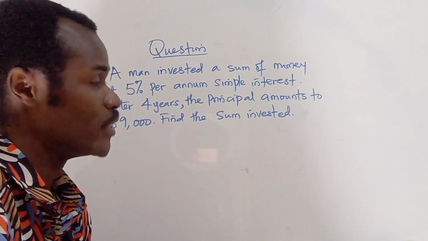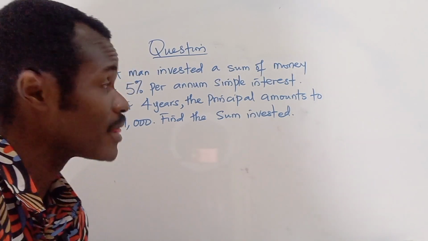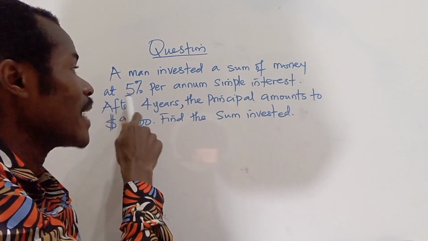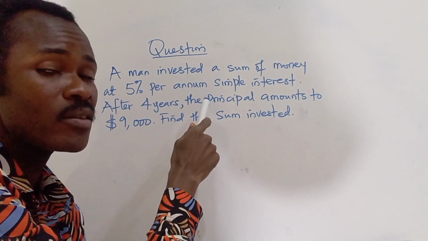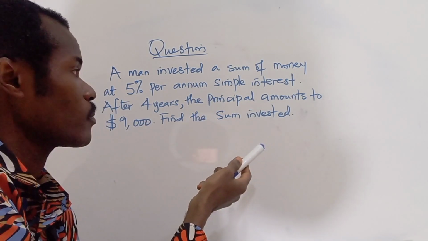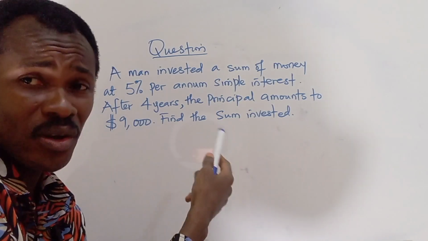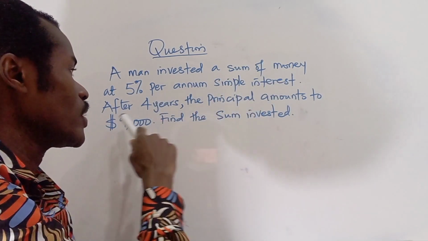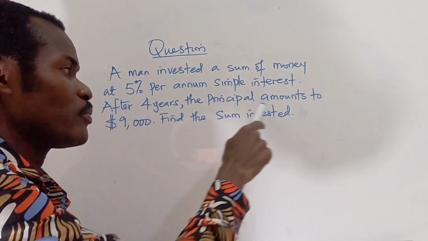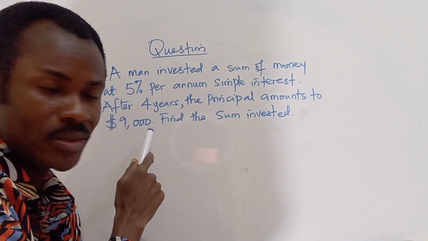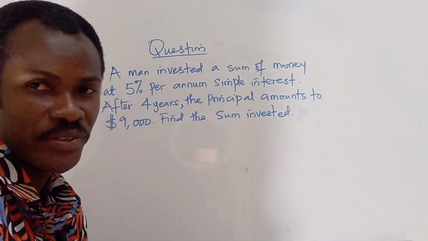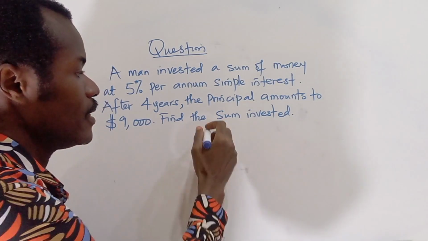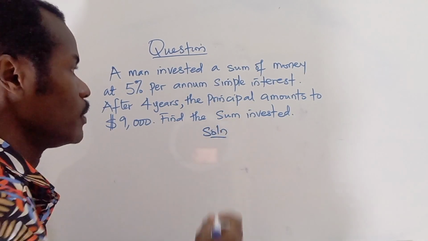Alright, so today we have a problem on the board on commercial arithmetic. The question says a man invested a sum of money at 5% per annum, which means 5% per year. That is the return he is supposed to be paid, at simple interest. After 4 years, the principal amounts to $9,000. We should find the sum invested. Let's analyze the question together and see how we can solve the problem.